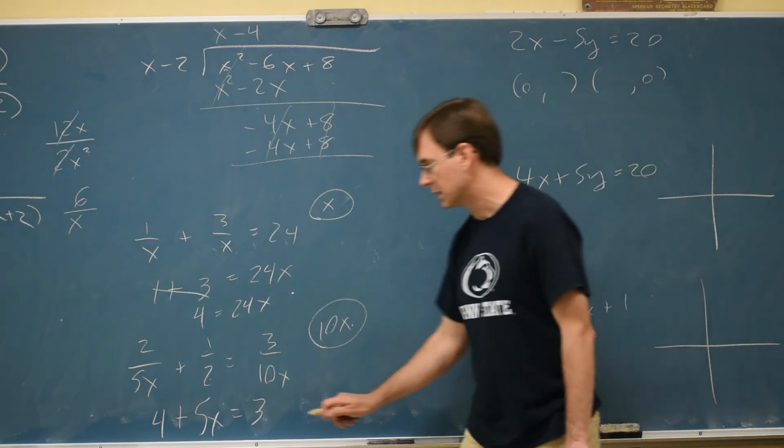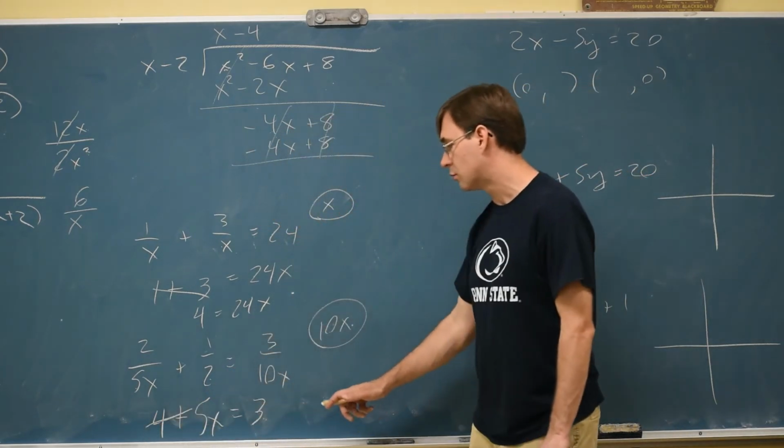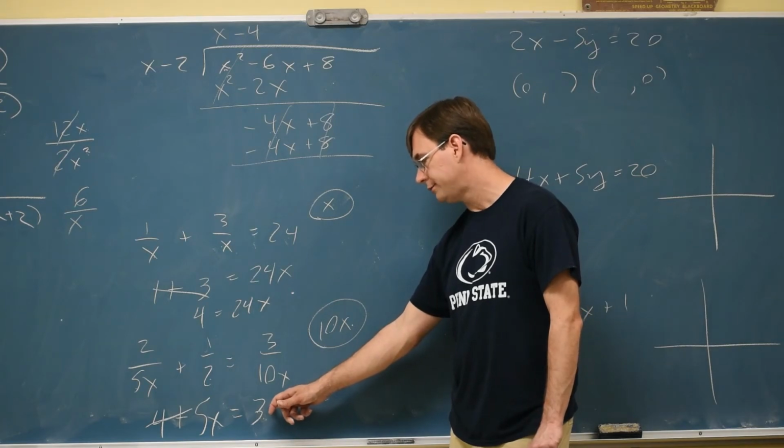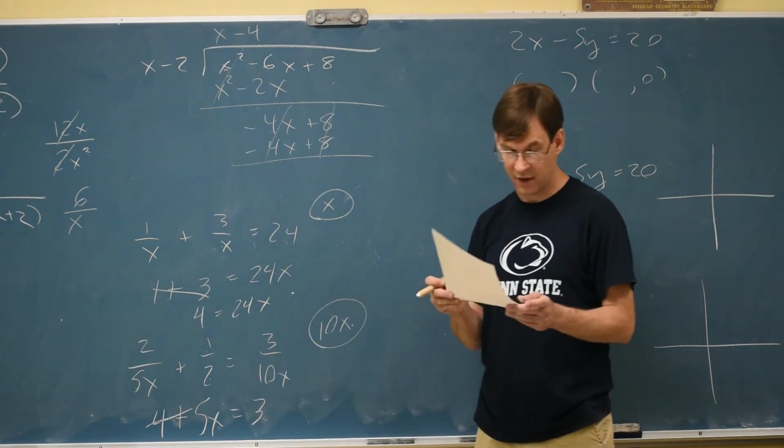And then we'll do some opposites. We see add 4, so we subtract 4, that's a -1. And then divide by 5, you get a fraction, -1/5.